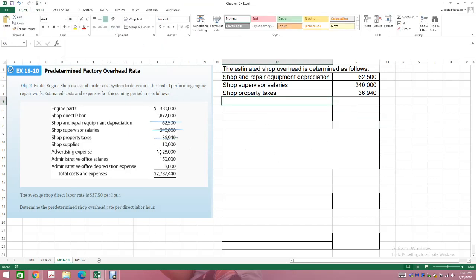Then we have shop supplies. These are supplies that are needed, but they're not really associated or tied to the actual process that we're doing for our customers. So it's just general supplies. General supplies go under overhead. So we have shop supplies of $10,000.